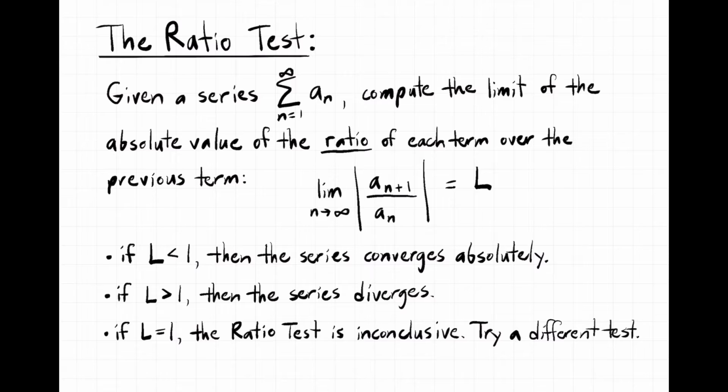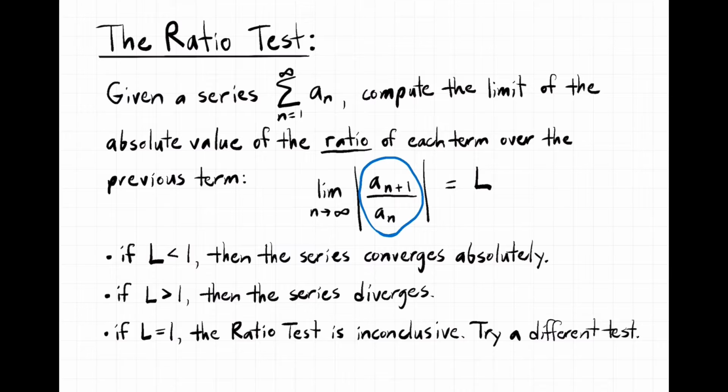Here's how it works. Given a series, a sum as n goes from 1 to infinity of a_n, we'll compute the limit of the absolute value of the ratio of each term over the previous term. So that's the limit as n goes to infinity of a_(n+1) over a_n. And take the absolute value of that, find the limit as n goes to infinity. Let's call that L.